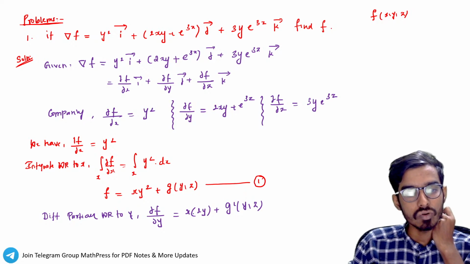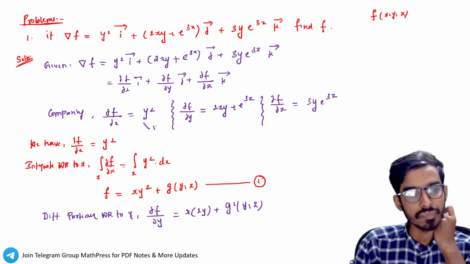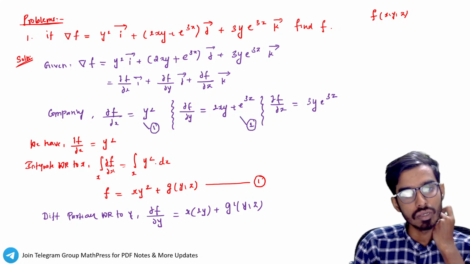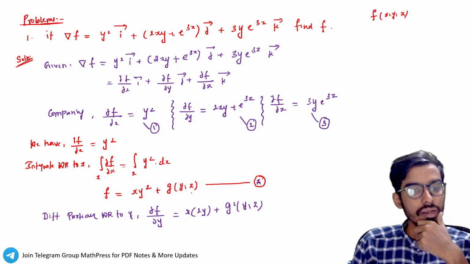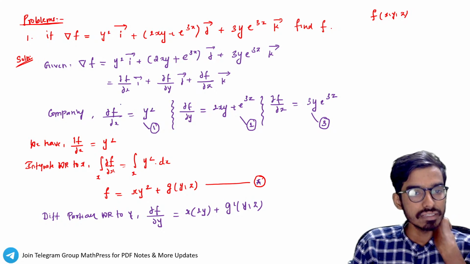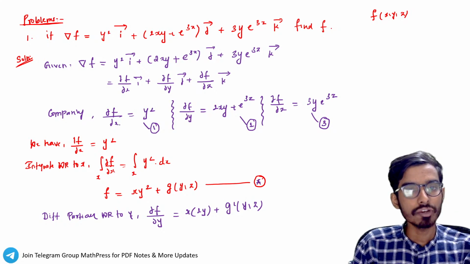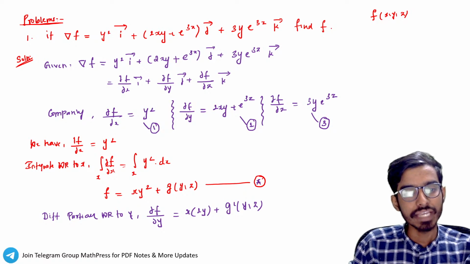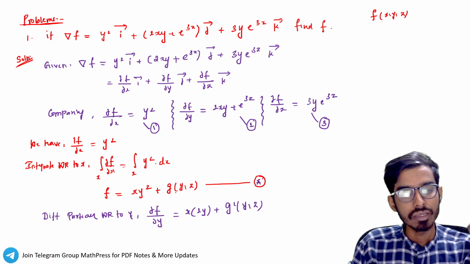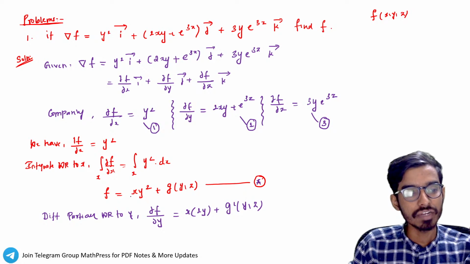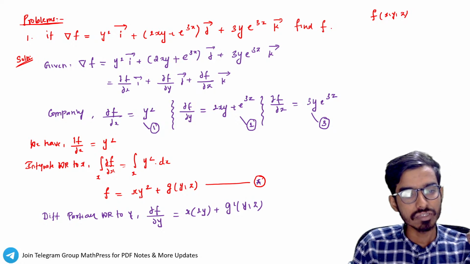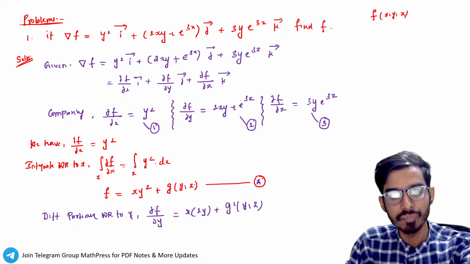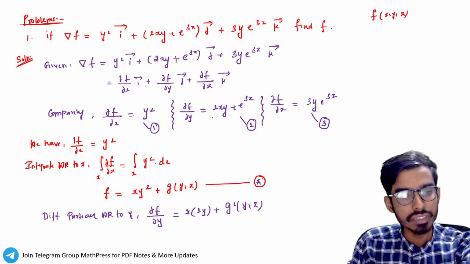Let us call this 1, this 2, this 3, and this star. Actually, what I did is I took this term and integrated with respect to x, and we got this term. Our aim is to find g of y comma z. For that, I'm differentiating this with respect to y. So ∂f/∂y is x into 2y plus g dash of y comma z. Now from 2 we know that ∂f/∂y is 2xy plus e power 3z.